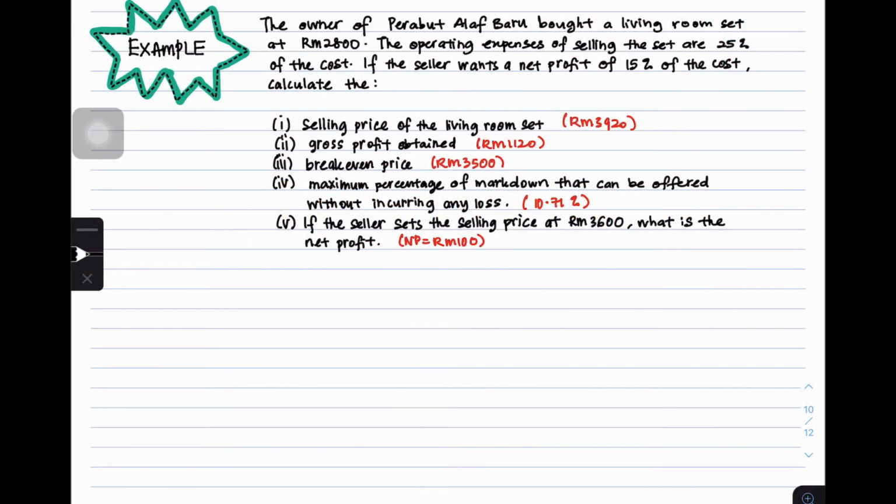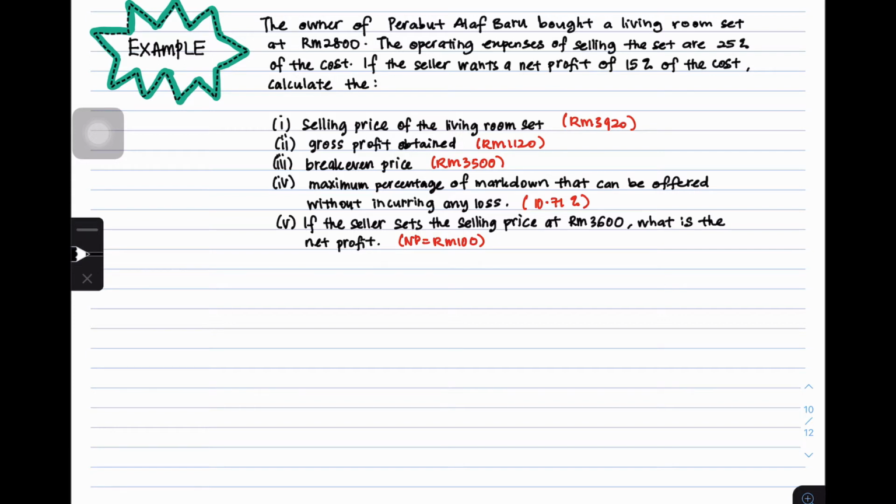Okay, kita tengok another example. The owner of perabot ala baru bought a living room set at 2,800. The operating expense of selling that set are 25% of the cost. If the seller wants a net profit of 15% of the cost, calculate the selling price of the living room.